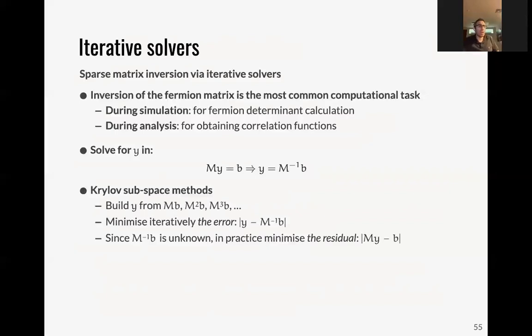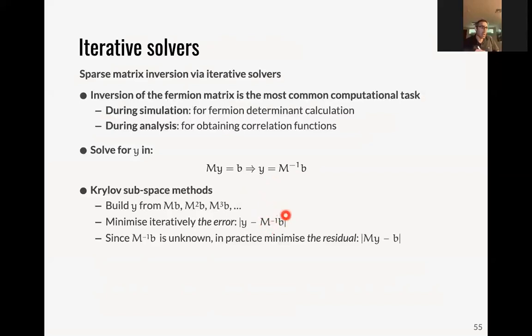A well-known way to obtain estimates of Y, the left-hand side, is to build it from a so-called Krylov subspace, which is built from applications of the matrix M on B. So we're looking for algorithms that will build our desired vector Y from linear combinations of these kinds of vectors. And what we want to do is minimize iteratively the so-called error, which is defined like this. So it's the distance of the left-hand side up here from the right-hand side.